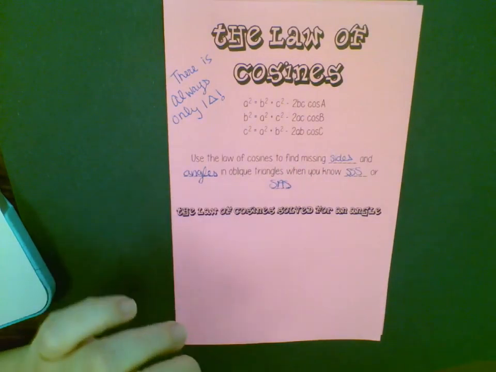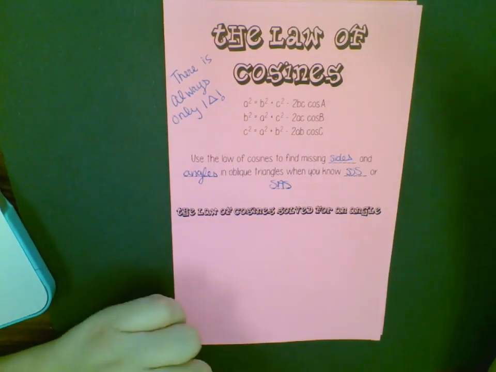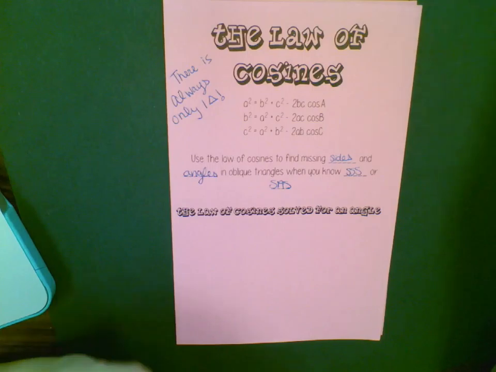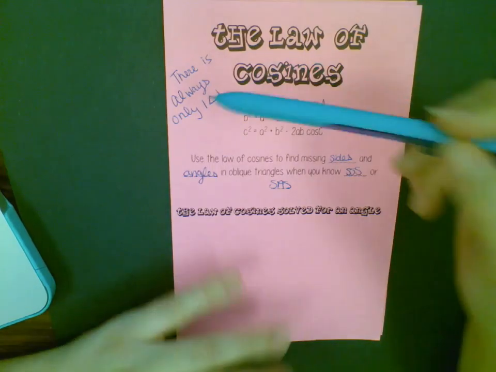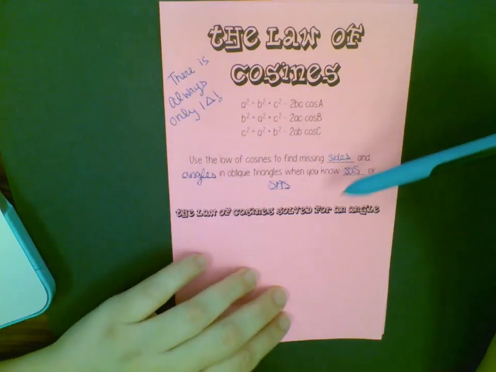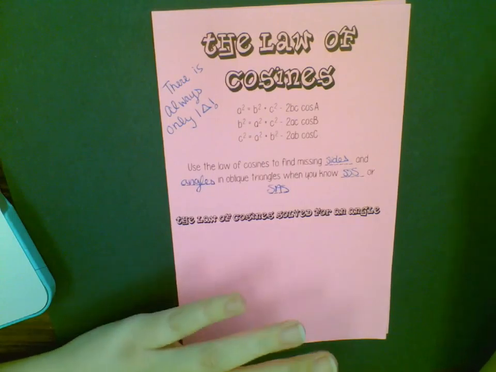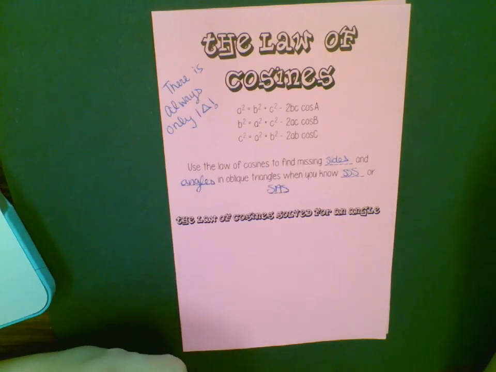So since we're given the side lengths and it's cosine, we can never have an ambiguous case like we can for sines when we're given angle, side, side. So there will always only be one triangle. So if you're given these things when you draw your picture, you don't have to worry about trying to determine if it has more than one triangle.